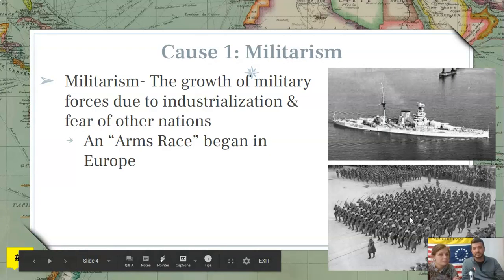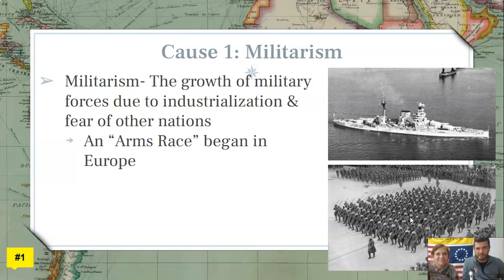All right, so getting into cause one is militarism. Again, you see the word military almost. Again, it is the growth of military forces due to industrialization and the fear of other nations. Think about all of the things we talked about with industrialization, and then imagine applying that to making weapons and vehicles of war. So now we're talking like submarines. They existed, but it wasn't efficient to make them because it took just too long to get the steel. But now with the Bessemer process, we can make them easier, stronger ships.